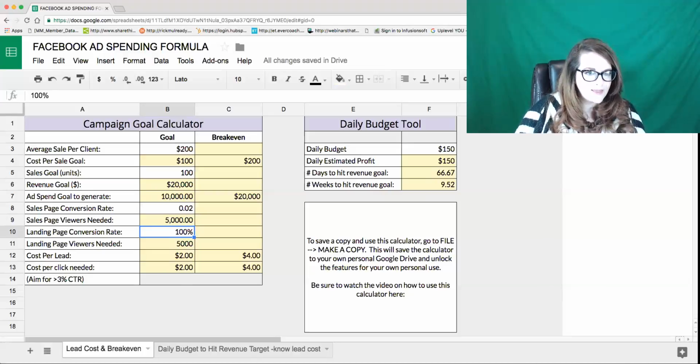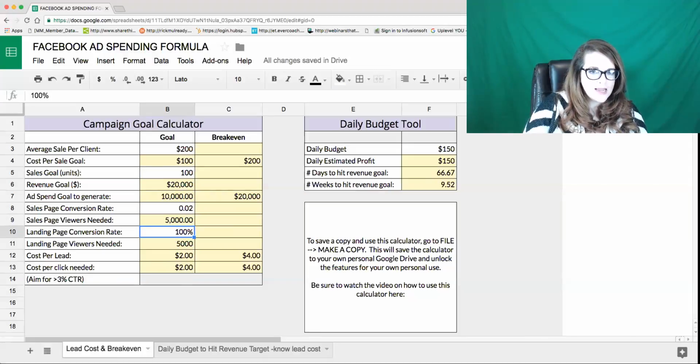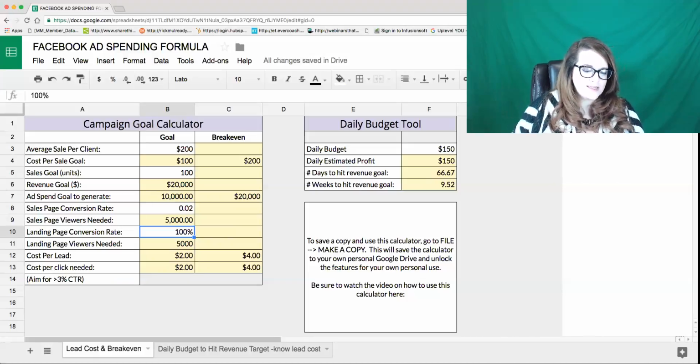Now, how do you calculate that? You calculate that by taking a look at how many people landed on your landing page. So you're going to need some sort of analytics there. Usually Google Analytics is good. You can take a look at how many people landed and viewed your landing page versus how many, let's say, emails were actually collected. How many actions were taken on the page, right?